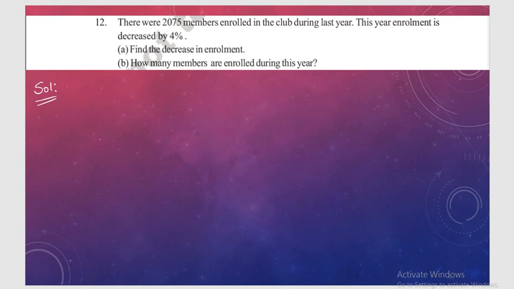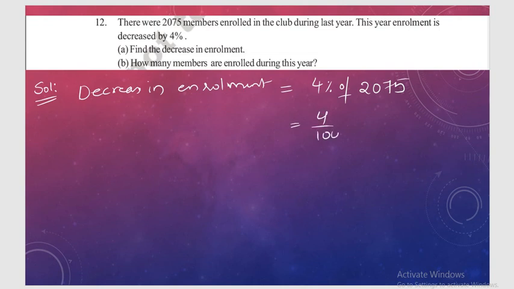So first of all, totally last year is 2075. Now this year we need to find out, and the decrease is 4%. So we are going to find out 4% of this. So if you want to find the decrease in enrollment, it is nothing but 4% of 2075. So 4% means 4 by 100 into 2075.